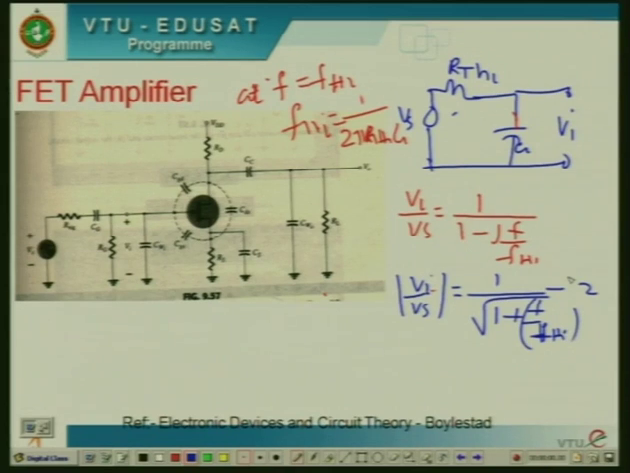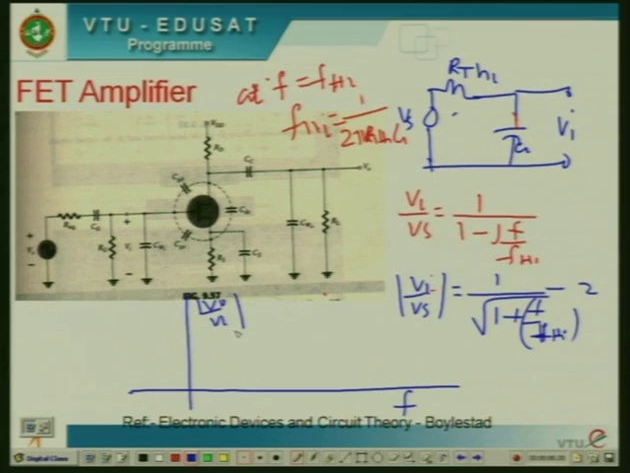If you plot the frequency response versus gain V naught by Vi, then at f equal to 0, the gain is 1, maximum. It is known as the mid-band frequency gain. As the frequency increases, the gain of the amplifier decreases exponentially, and as the frequency increases, it approaches 0.